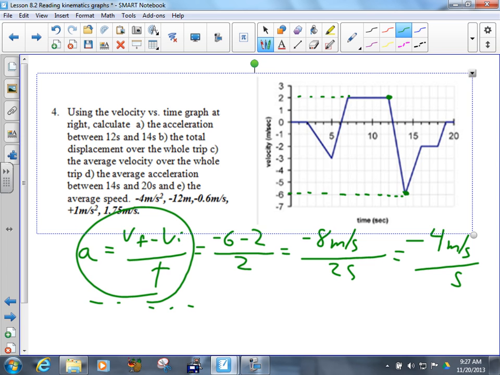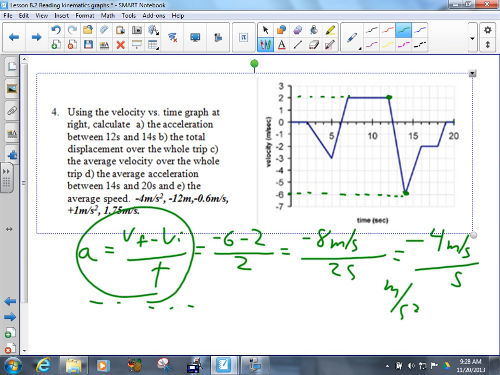Now, one of the other parts here says, what's the average acceleration between 14 and 20 seconds? Well, it's the same idea. At 20 seconds, the speed is 0. At 14 seconds, it's -6. 0 minus -6 is +6. Minus -6 is like adding. So that's 6 meters per second over 6 seconds, which gives you +1 meter per second squared, or meter per second per second. We often abbreviate that as meters per second squared. Does that make sense on how to do the acceleration part?